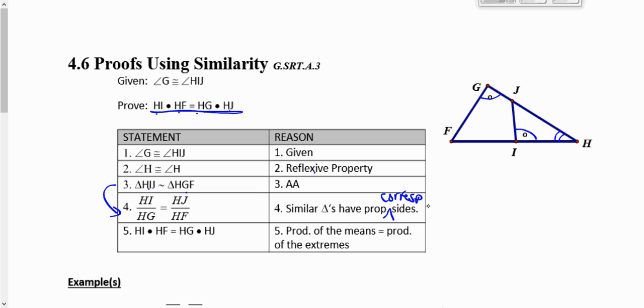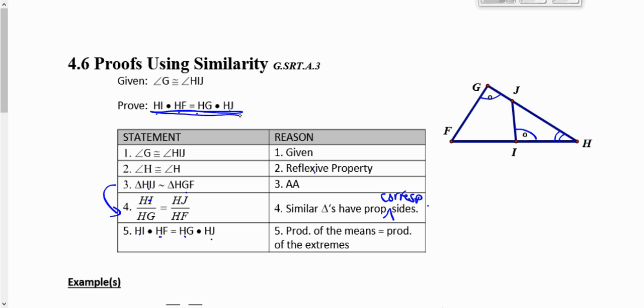You could set the proportion up a couple different ways, right? Like big over small, whatever it is, right? But you want to set it up so that when you cross multiply, you end up with exactly what they have. Does that make sense? You might get them in a different arrangement that's correct, but you might not cross multiply to exactly that. So you want to be careful. So that we follow that, we get a triangle similar, then get the proportion, and then get this.